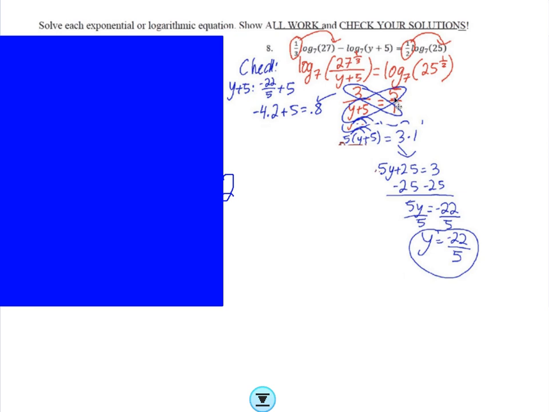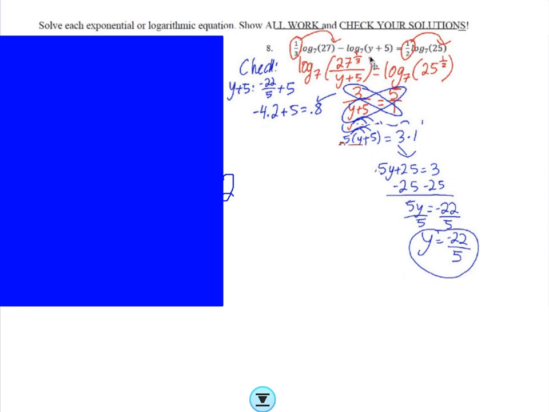So I got 5 times y plus 5 equals 3 times 1. So 5y plus 25 equals 3. Subtract 25 from each side. Divide each side by 5. You get negative 22/5. Then we need to check to see, is that a real solution? Because this is logarithmic, we do need to check to see, is this a real solution to our logarithmic equation.